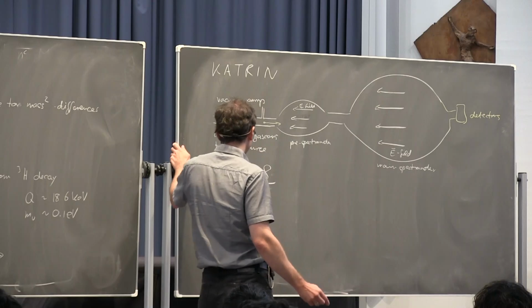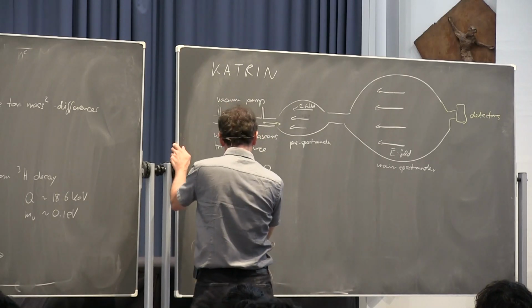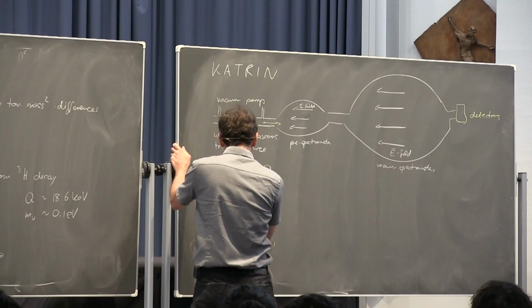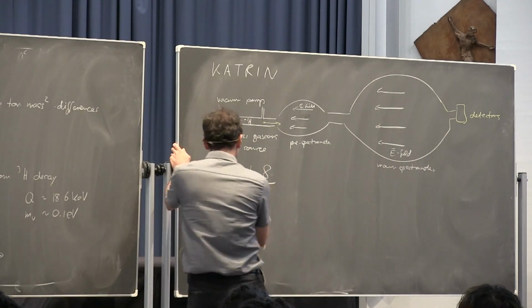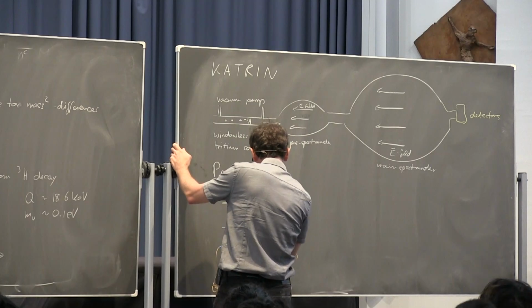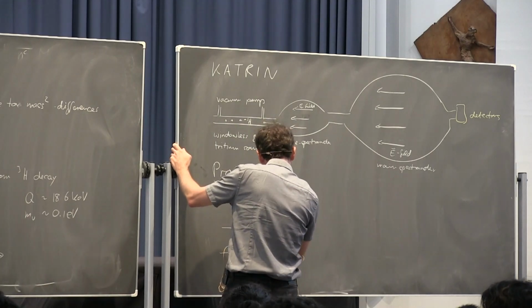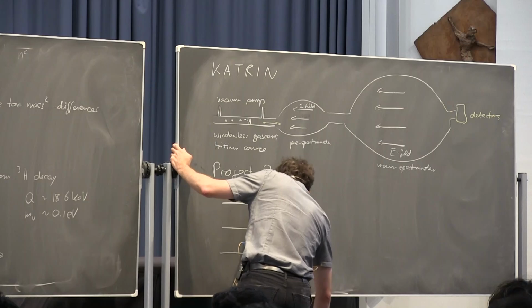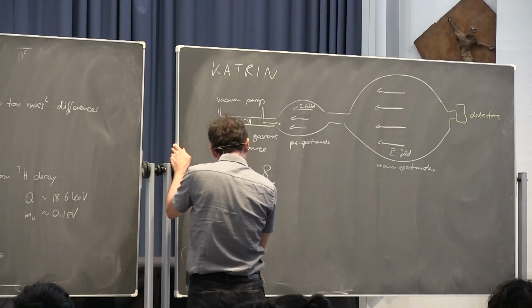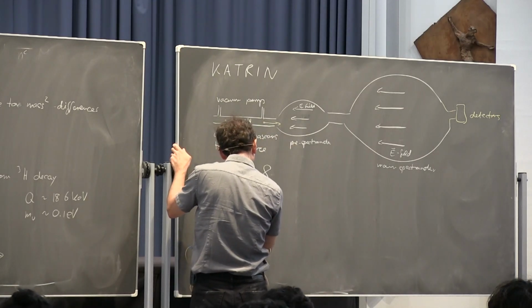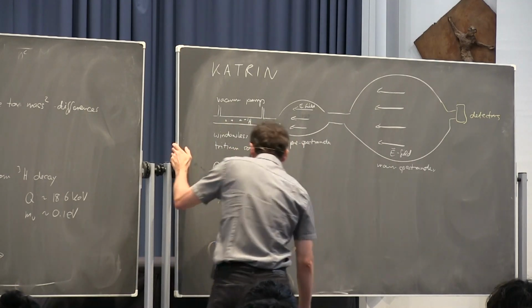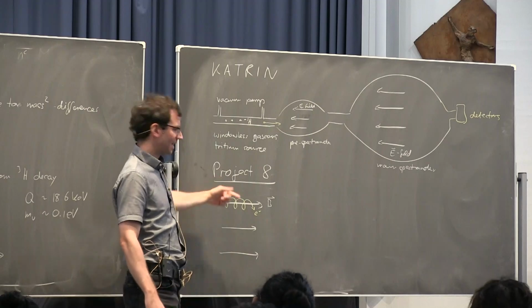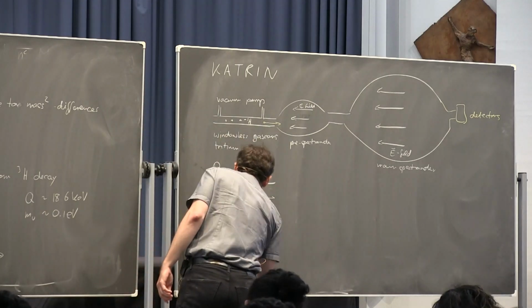So the idea here is, you start with tritium, but then you have these tritium atoms pass through a magnetic field. So you have here your magnetic field lines. And when an electron comes in, it spirals around those magnetic field lines, right? And as it spirals around the magnetic field lines, it emits synchrotron radiation.